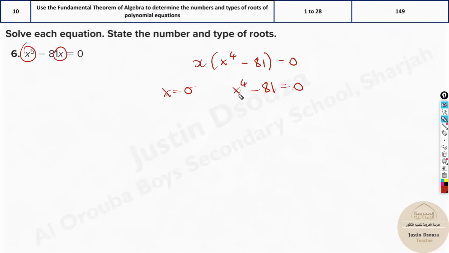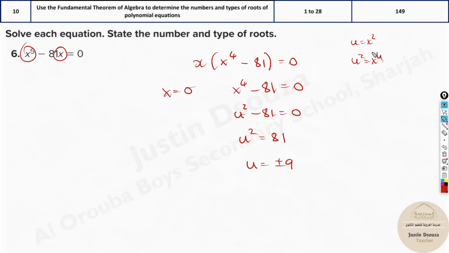Now how did we do x power 4 just a while ago? You assume u to be x squared, u squared is equal to x power 4. This is only possible when it's even powers. Cube is a different method. Now here x power 4 becomes u squared minus 81 is equal to 0. Now, instead of calculator, you can do it by yourself. U squared is equal to 81. Take the square root on both sides, u becomes plus or minus 9.